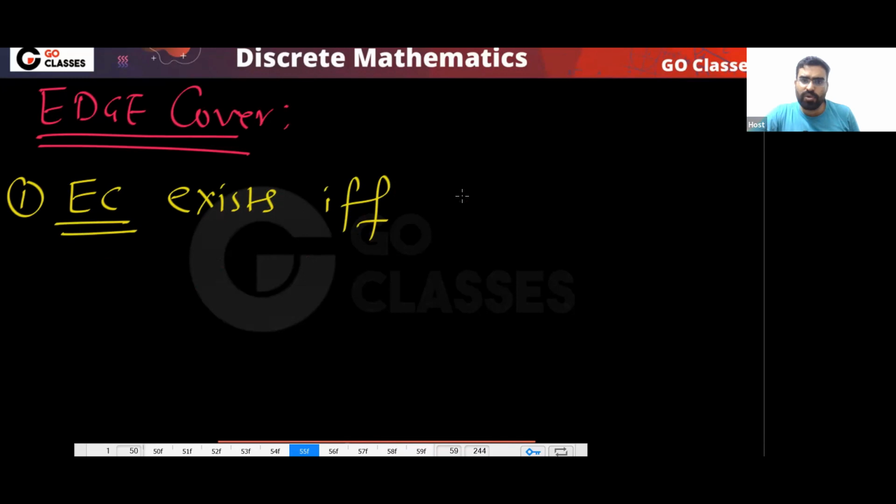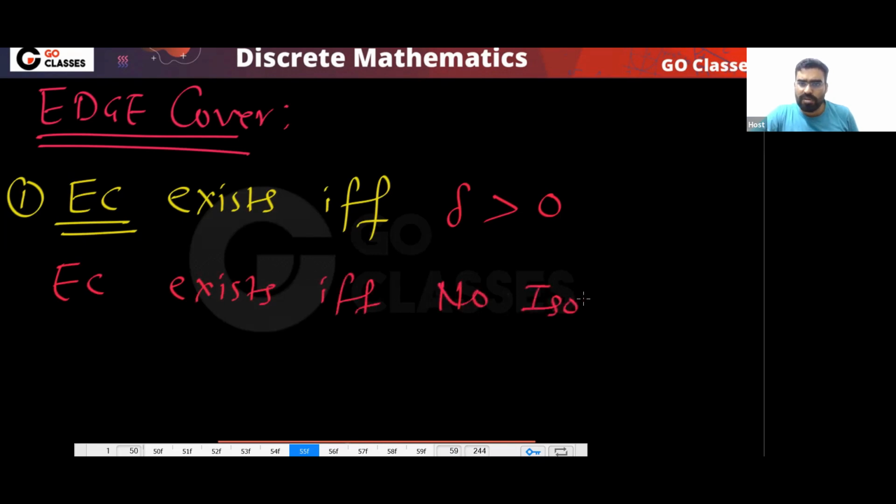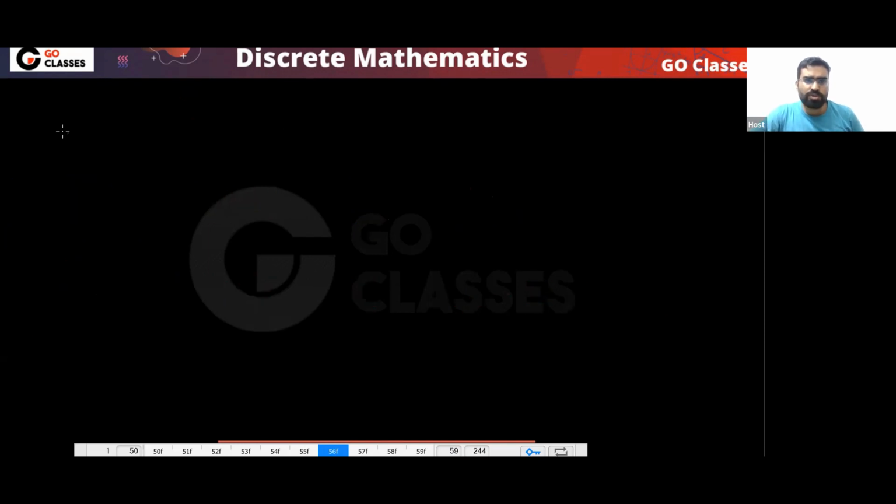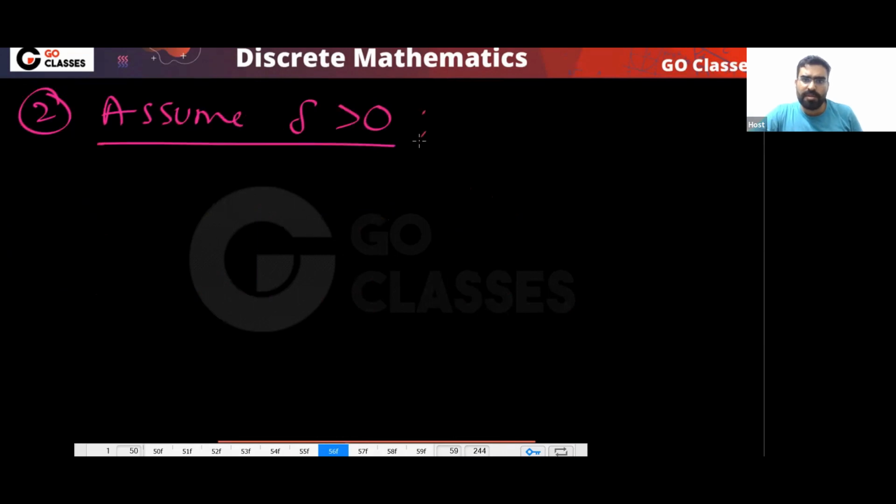Edge cover exists if and only if the minimum degree is greater than 0. I can say edge cover exists if and only if there is no isolated vertex. So you should not have any isolated vertices. Now let us assume there is no isolated vertex, that is, the minimum degree is greater than 0.